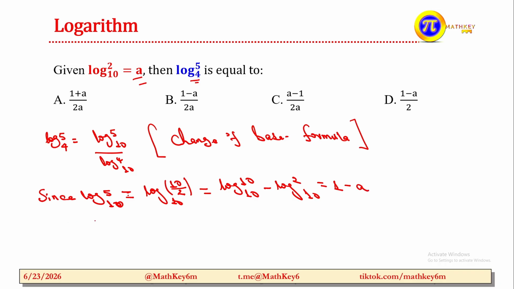Again, log 4 in base 10: we express 4 as 2 to the power of 2. This becomes log 2 to the power of 2 in base 10, which, using logarithmic properties, becomes twice log 2 in base 10. You know that log 2 in base 10 is a, which gives twice a. Here we have the cases: 1 minus a, and twice a.